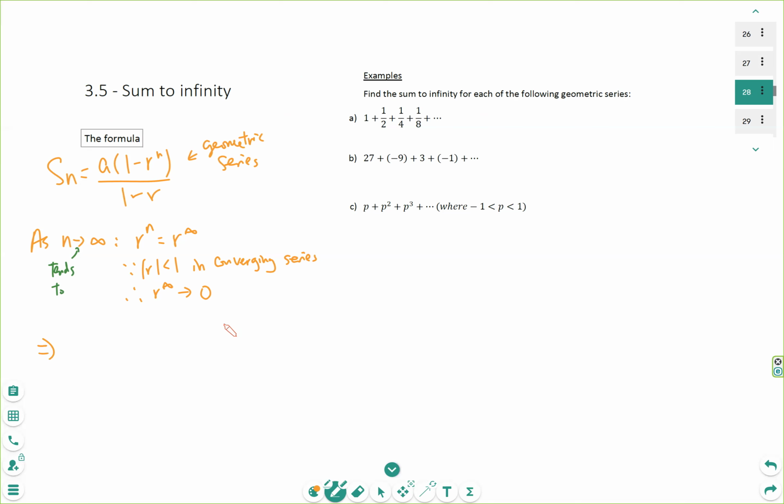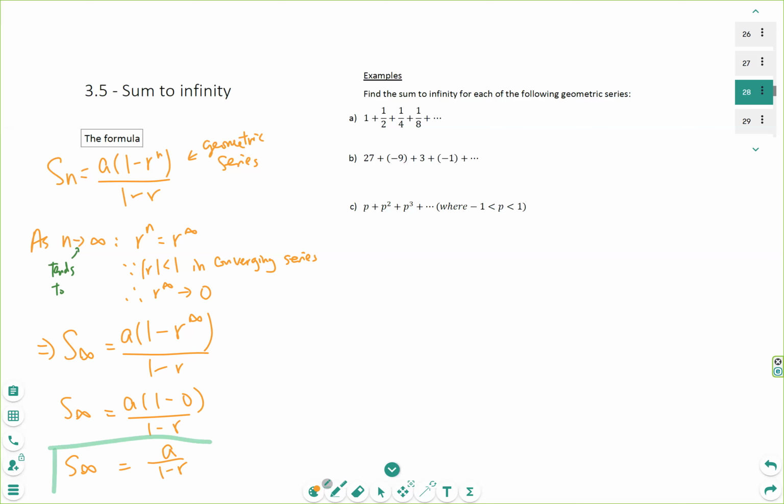Therefore, if we replace Sn with S infinity, that will equal A times 1 minus R to the infinity over 1 minus R. And we know R to the infinity tends to 0, so A times 1 minus 0 over 1 minus R. Therefore, S to infinity equals A over 1 minus R. And that is the formula we need. So that's the fifth formula, sum to infinity and beyond. No, just kidding. So sum to infinity is A over 1 minus R.